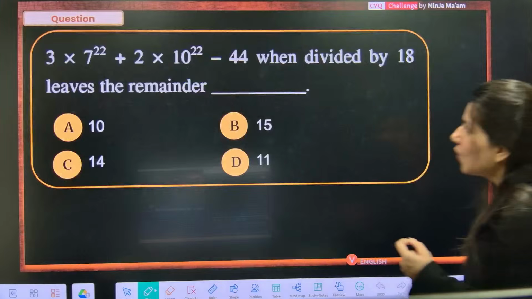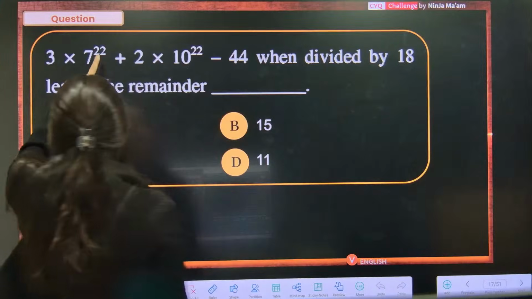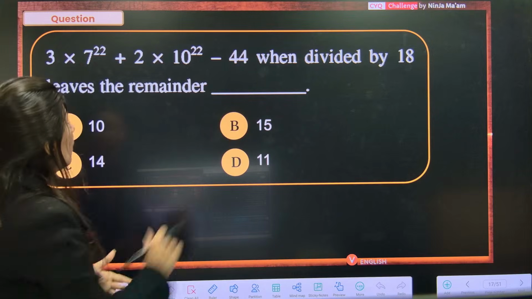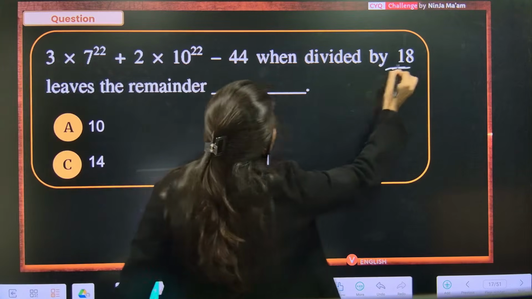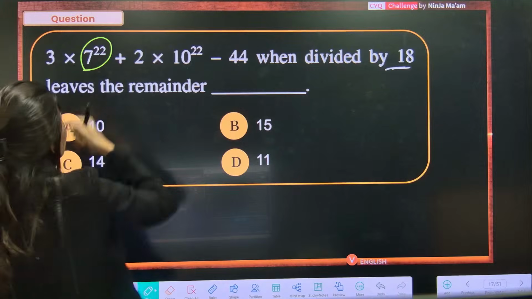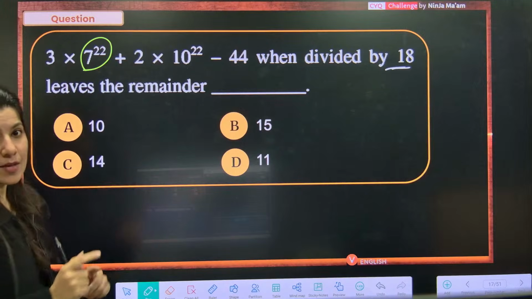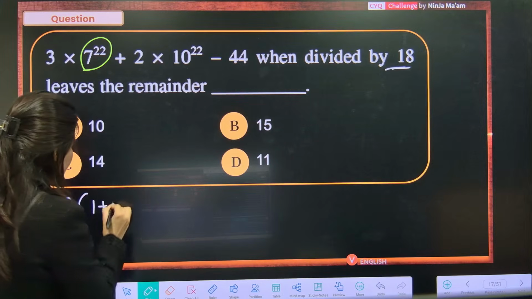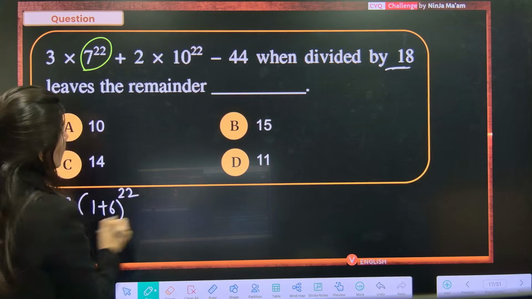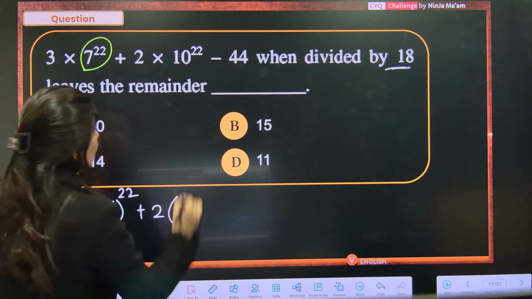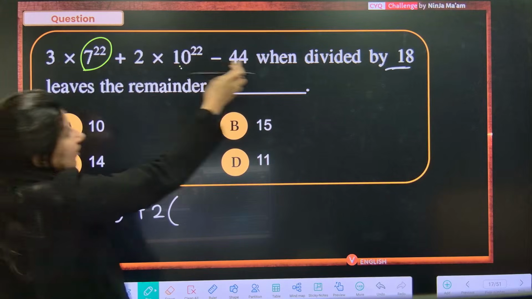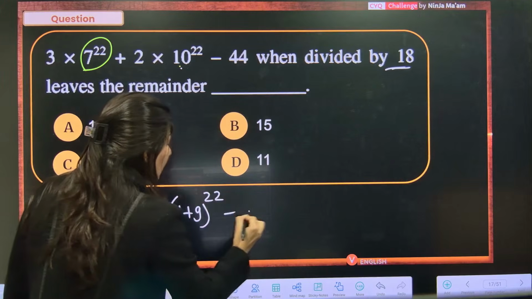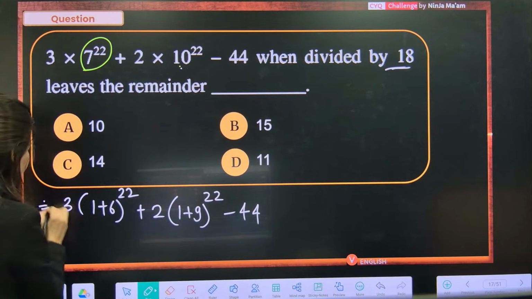Okay. So over here, 3 into 7 power 22 plus 2 into 10 power 22, this is when divided by 18 is what they are asking. So 18 I am looking and 7 power 22 I am looking. So 7 can be written down as 1 plus 6. Yes or no? So this is 3 into 1 plus 6 power 22, plus 2 times, this is 10, and again 18, so I can write 1 plus 9 power 22 minus 44. Can I do that?